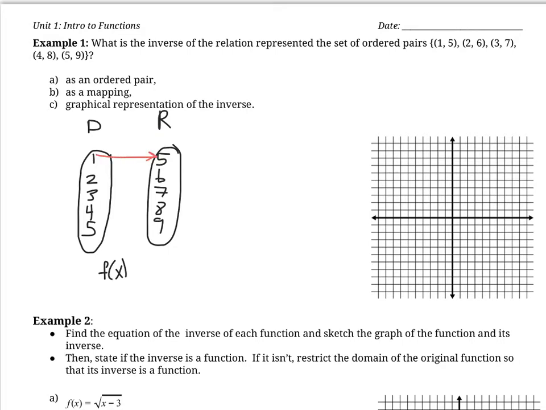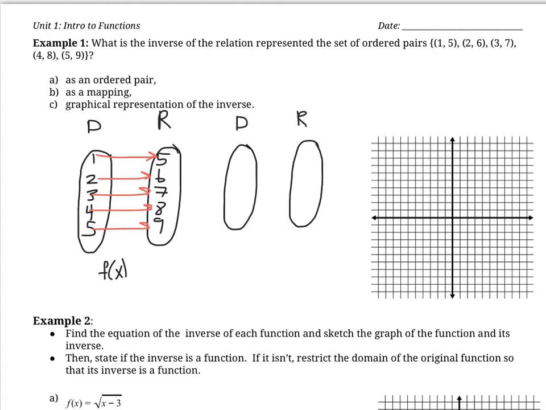1 is mapped to 5, so when we input a 1, we get 5. When we input 2, we get 6. 3, we get 7. 4, we get 8. 5, we get 9, and so on. So the definition of an inverse is that it's going to undo this, which means our new domain is going to be the range of our original function, and vice versa for the range. So this is going to be for f inverse of x.